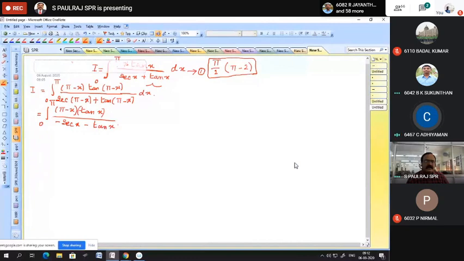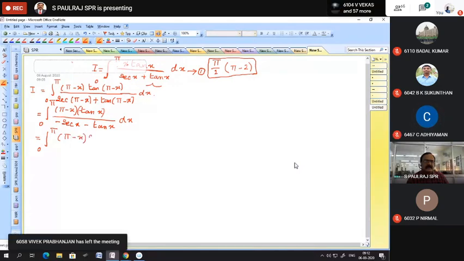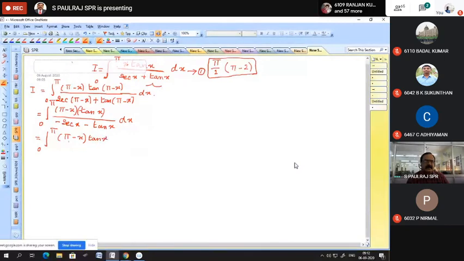Minus tan x into dx. Minus tan x, taking common in numerator and denominator, that is cancelled. So that is integral of (pi minus x) tan x divided by secant x into dx.